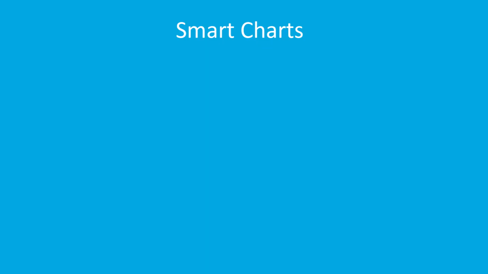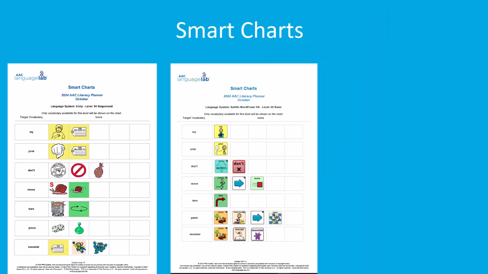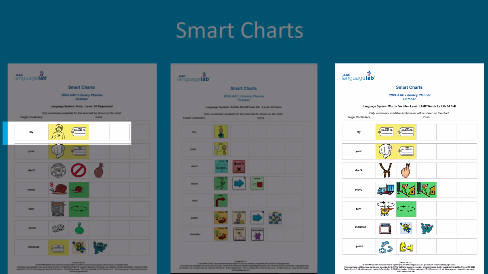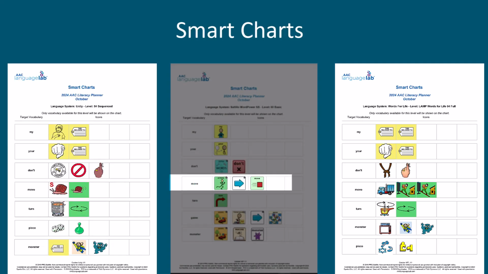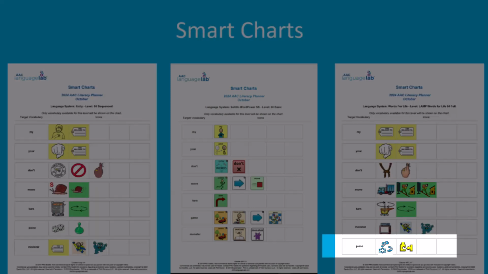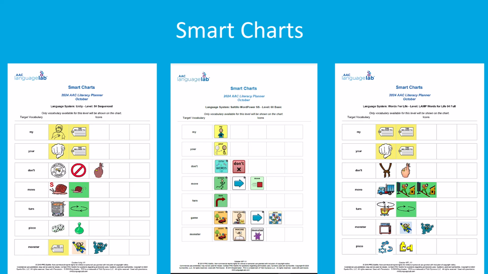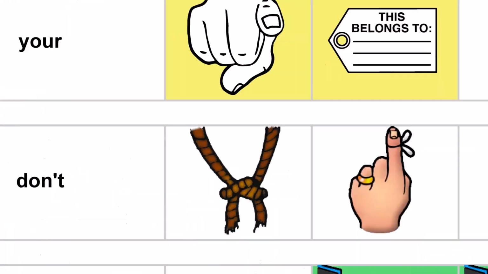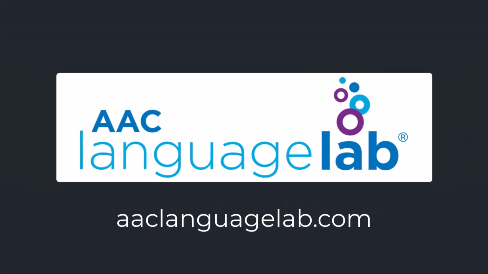Download a smart chart that supports your vocabulary. A smart chart shows the symbol sequence for the target words in the vocabularies. Use it as a tool to help communication partners know where to find words in the vocabulary. Each month, you can download a specific smart chart for Unity, WordPower, or LAMP Words for Life to go along with the story. These smart charts were made using the Smart Chart Generator on the AAC Language Lab.